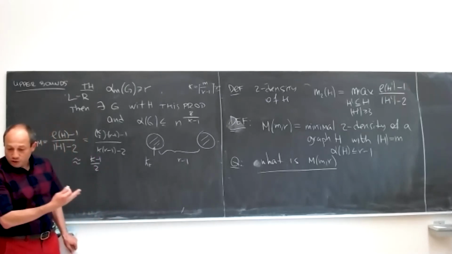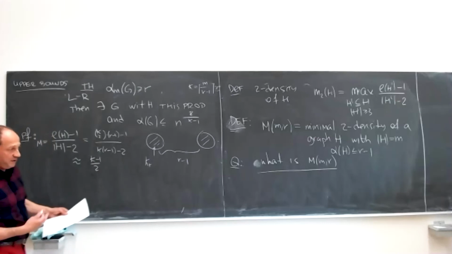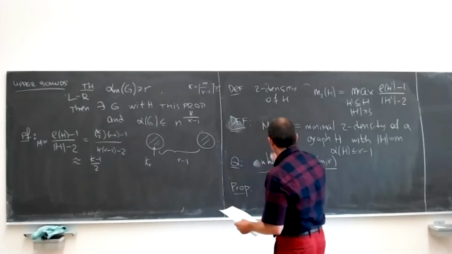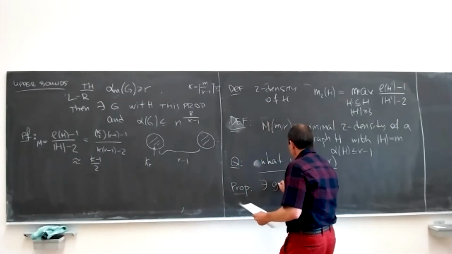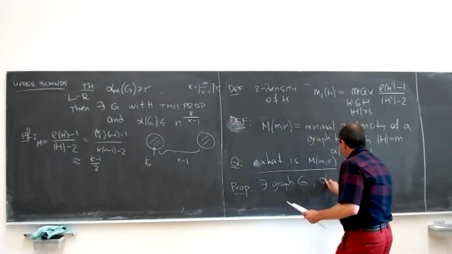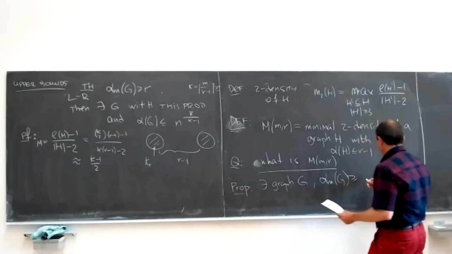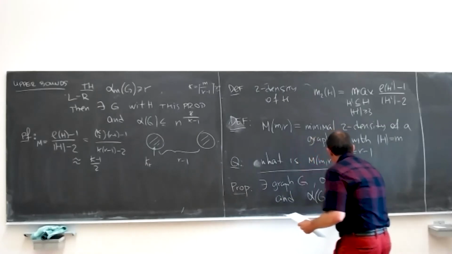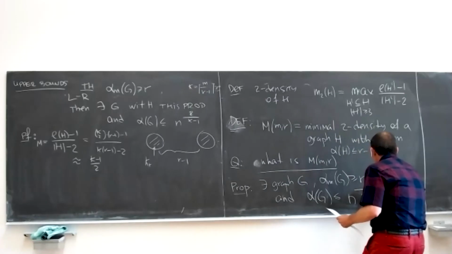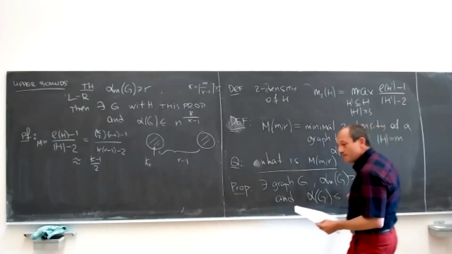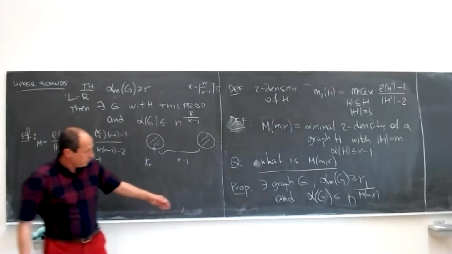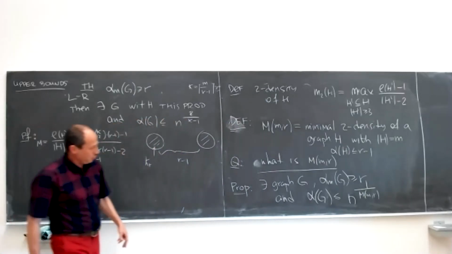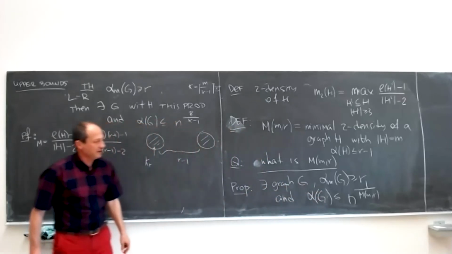And why do we want to know this? Because exactly as I said before, if you use random graphs and the local lemma, you get the following proposition. There is a graph G with alpha_m(G) at least r, and alpha(G) at most n to the power 1 over m_r(m). So you put this number in the exponent, one over this number, which gives an upper bound on the independent set of your graph.